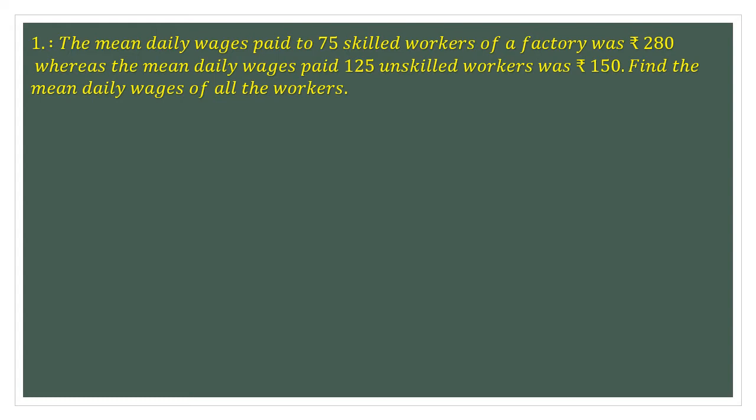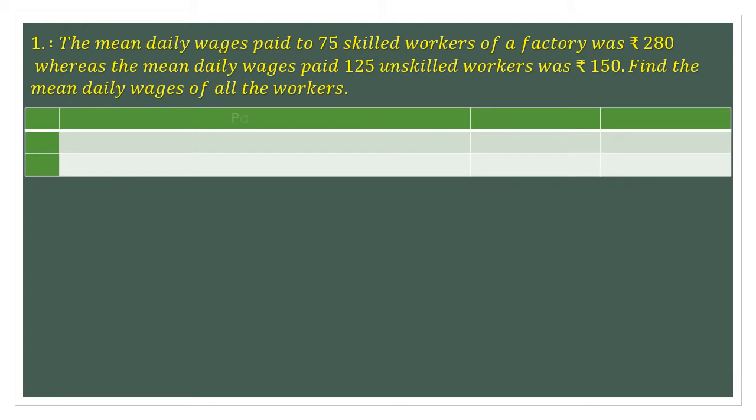We will depict this data in a table to understand it properly. That will be particulars, then mean wages and the workers, that is N. The first group is the skilled workers group, whose wages are 280 and the number of workers are 75. The second group is the unskilled workers group, whose mean wages are 150 and the number of workers are 125. Now the system of solving this kind of sums is multiplying the workers with their wages and then adding them up.